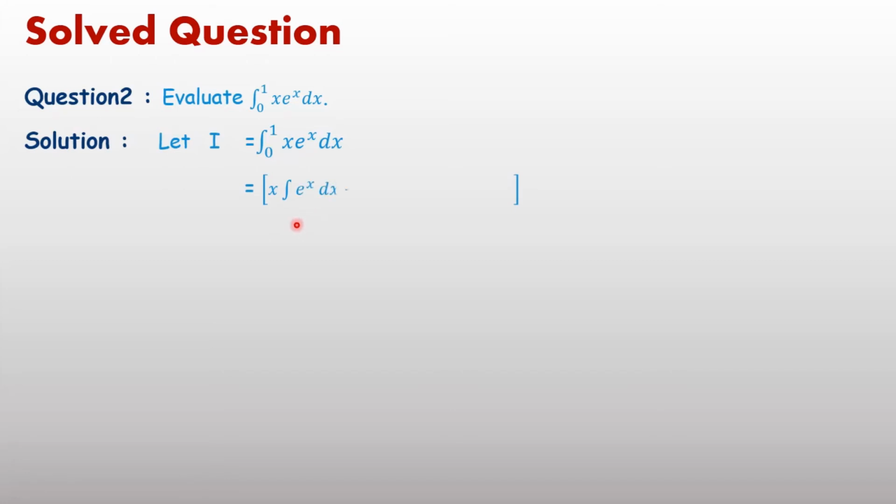In integration by parts, the first function you will select on the basis of the rule ILATE. Since the last is the exponential function, therefore first we take x as the first function, and e^x as the second function. First function into the integration of second, minus the integration of the differentiation of first into the integration of second dx, and then you have to apply limits. So first solve inside the bracket, then we can apply limits. x times the integration of e^x is e^x, minus the integration of e^x dx, from 0 to 1.